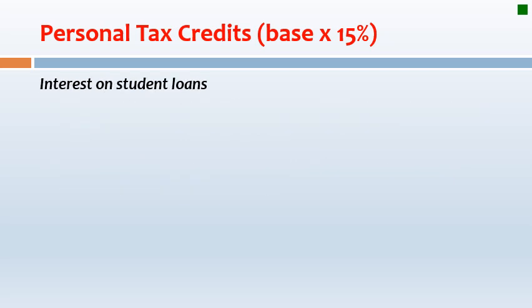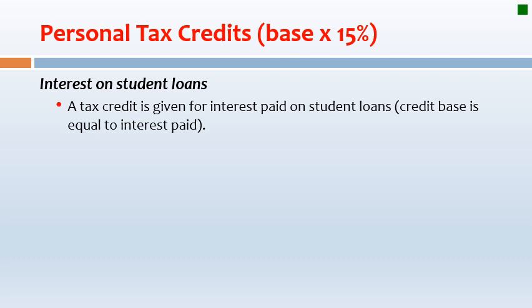Next up, any interest on student loans that has been paid is eligible for a tax credit. So this is for any amount of interest paid on student loans. The base is equal to the amount of interest paid. You would then multiply that by 15%, and you can actually carry this forward for up to 5 years if you don't use it in the current year, which is unusual. Again, not many tax credits are able to carry forward.